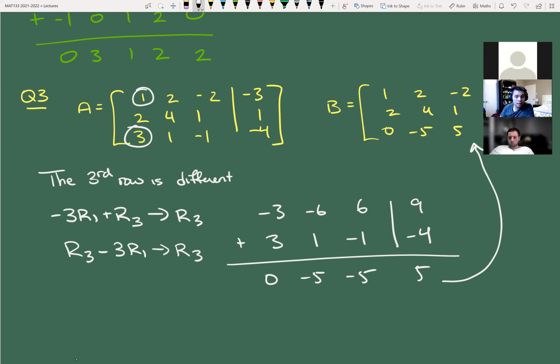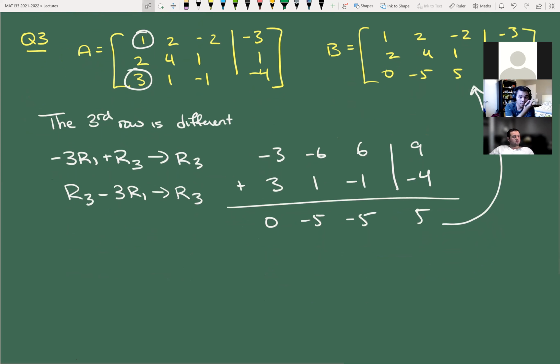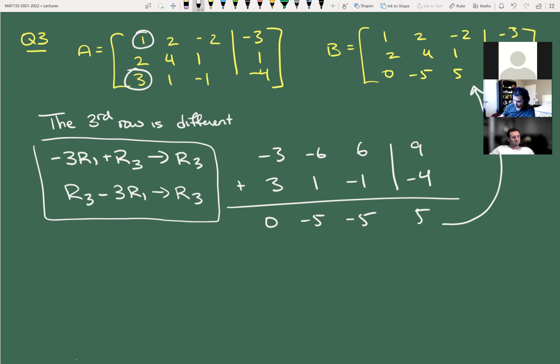Now, another valid thing that you could have done. Actually, can somebody give me another one? Something that isn't one of these two, is there something else I could have done to, let's say, make this 3 equal to 0?